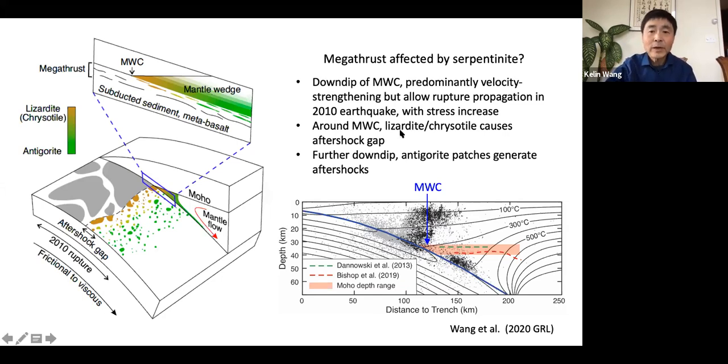And around the mantle wedge corner, we have lizardite and chrysotile entrained from the overlying mantle wedge, the base of the mantle wedge. Because they have aseismic behavior, they cause an aftershock gap. They do not produce aftershocks here, even though we have afterslip. And further down dip, we have mostly antigorite, and these antigorite patches in the fault zone may be responsible for the generation of aftershocks.